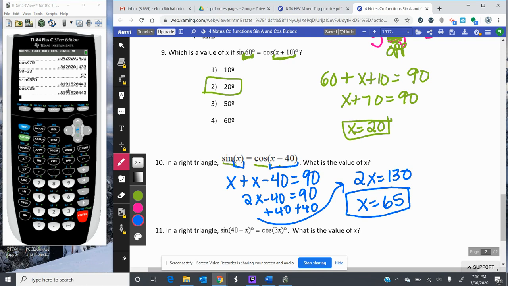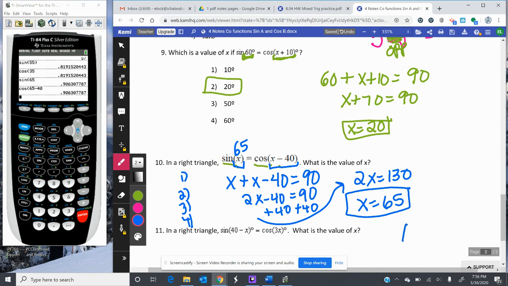So if we have sine of 65, and we type in cosine of 65 minus 40, those decimal equivalents are the same. And if this was a multiple choice question, like this is 1, 2, 3, 4, you could go through the choices and type them in as well to see when you have your decimals being equal.